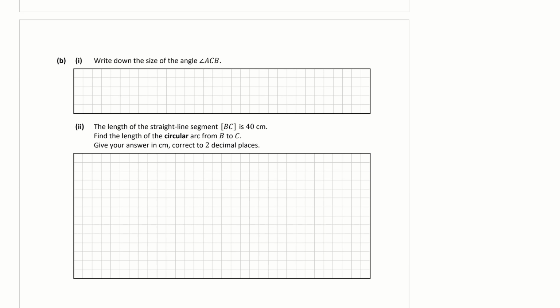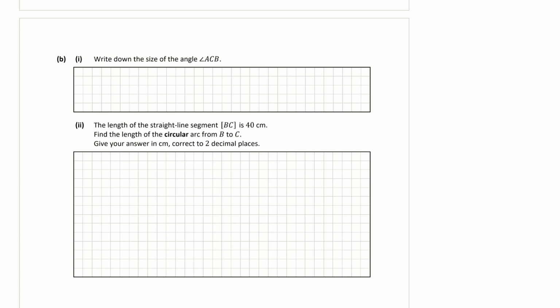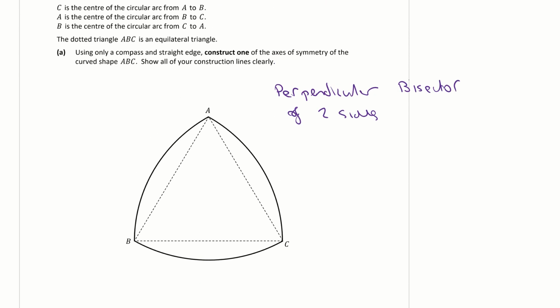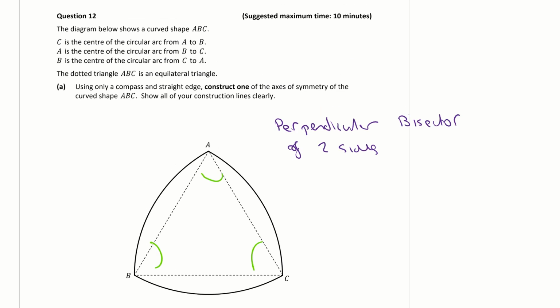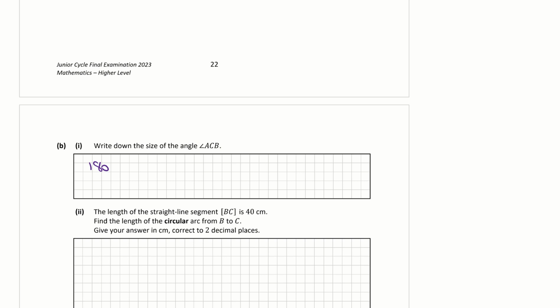Part B part 1, write down the size of the angle ABC. So if we come back up to our picture here, ABC, we have three angles here. Does the question tell us anything about the type of triangle? It does here. It's an equilateral triangle. Equilateral triangle meaning all sides are the same and all angles are the same. So that's going to be three angles. All angles add up to 180 degrees. So 180 divided by 3 is 60 degrees.